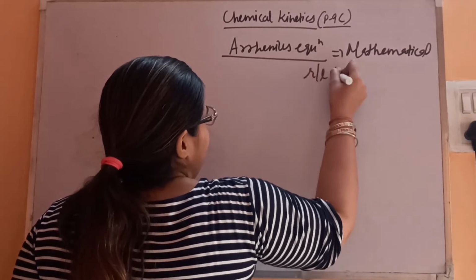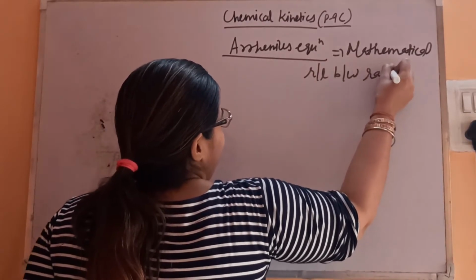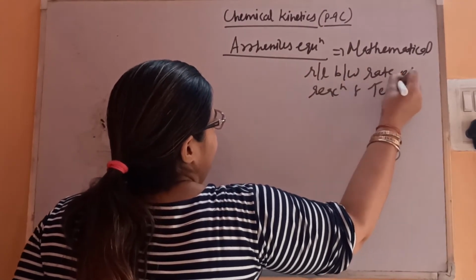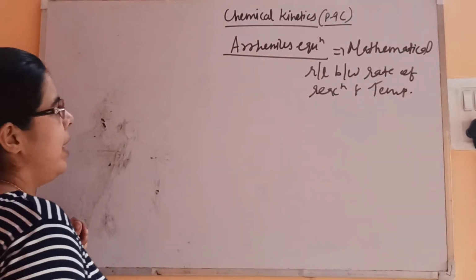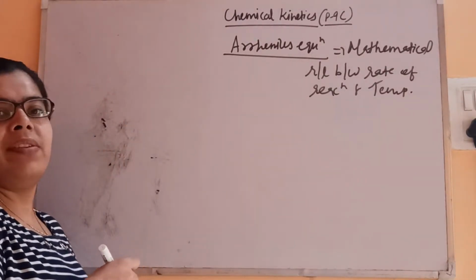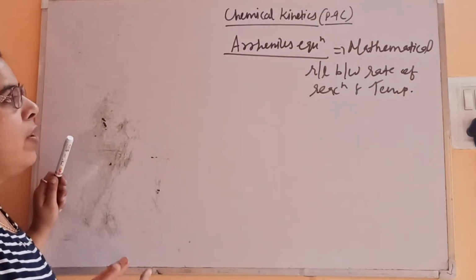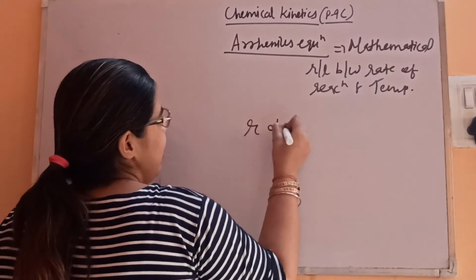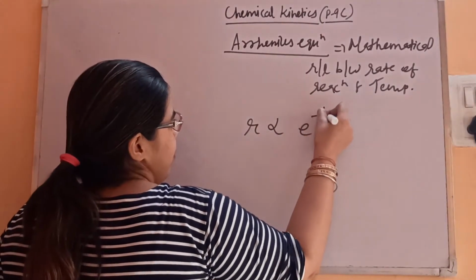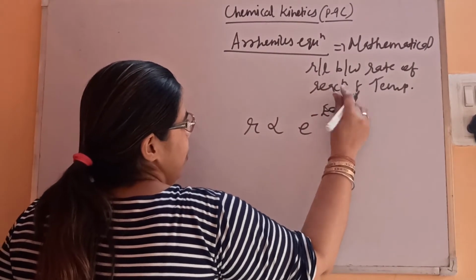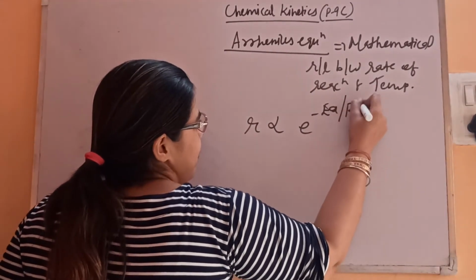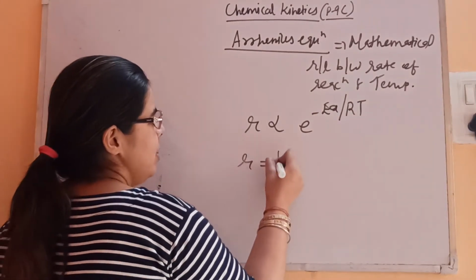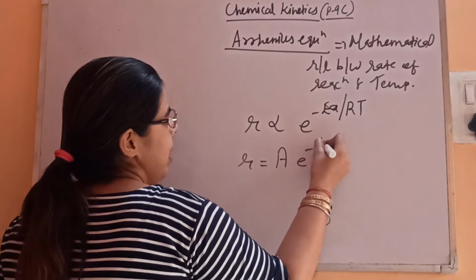See, this is the mathematical relation between rate of reaction and temperature. So let's see. Arrhenius has given the equation that relates the rate of a reaction with the temperature. So according to Arrhenius, rate is directly proportional to exponential of minus EA by RT. Fine. And when you remove this proportionality sign, we'll get R is equal to A e raised to the power minus EA by RT.